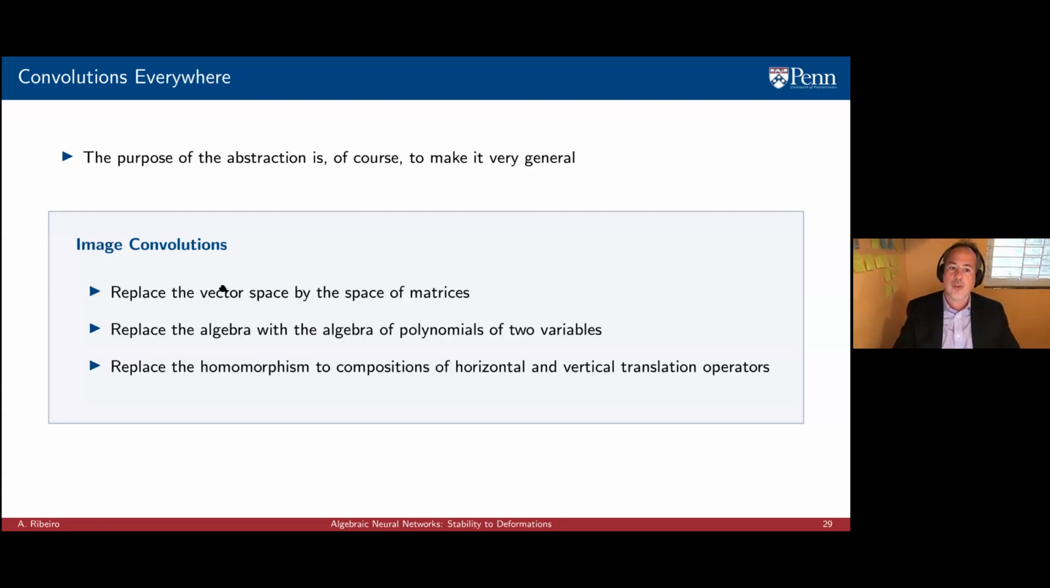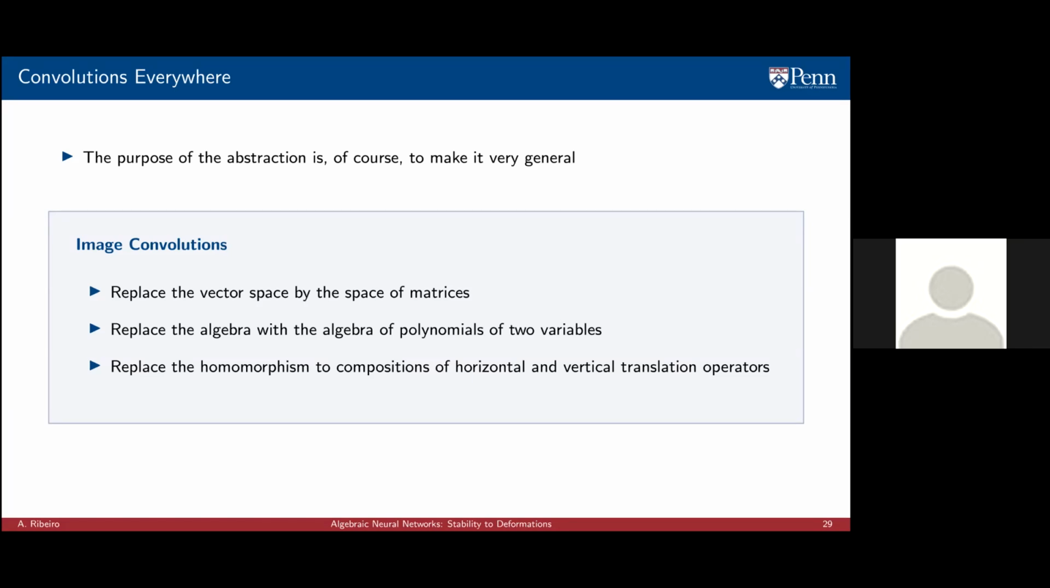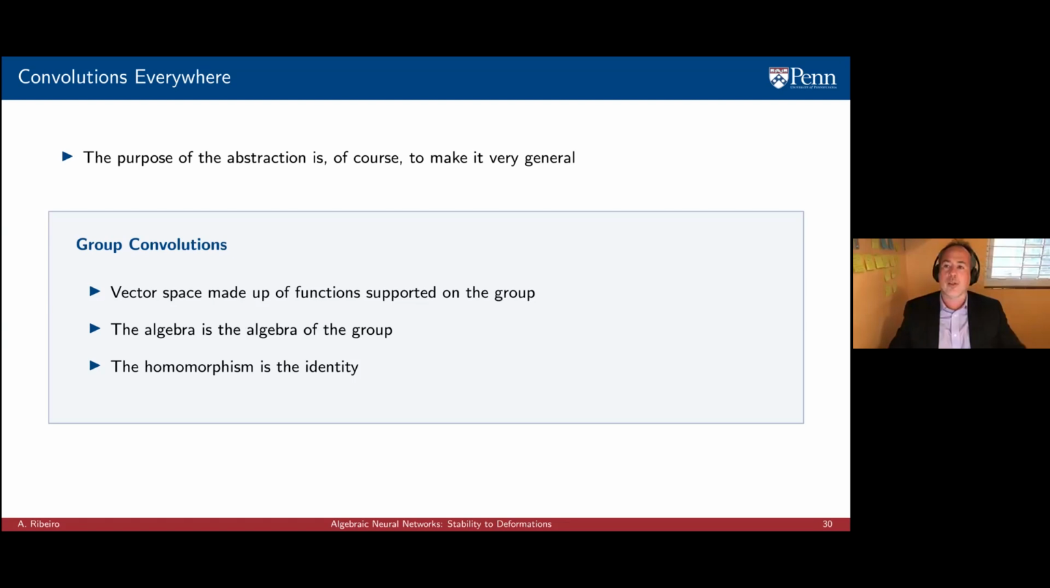In the case of image processing, the choice of the vector space and the choice of the algebra are separate. You could choose the vector space to be one thing, the algebra to be another thing. In the case of group processing, they're tied, which is the reason why the homomorphism is the identity. Thank you.